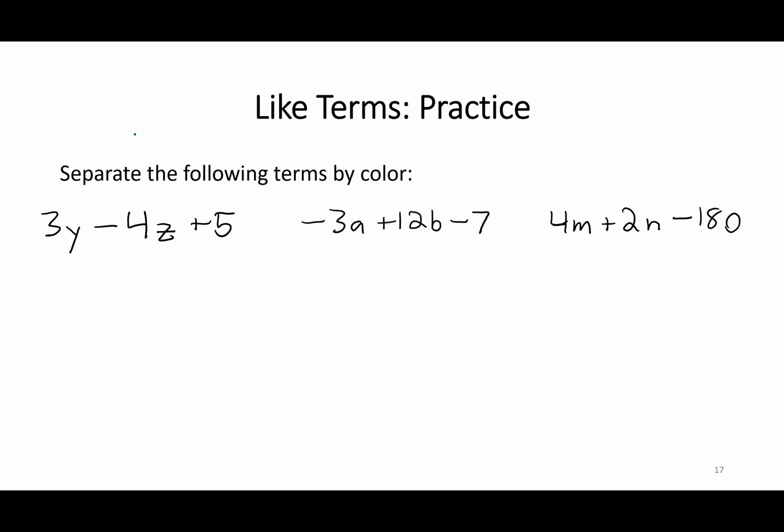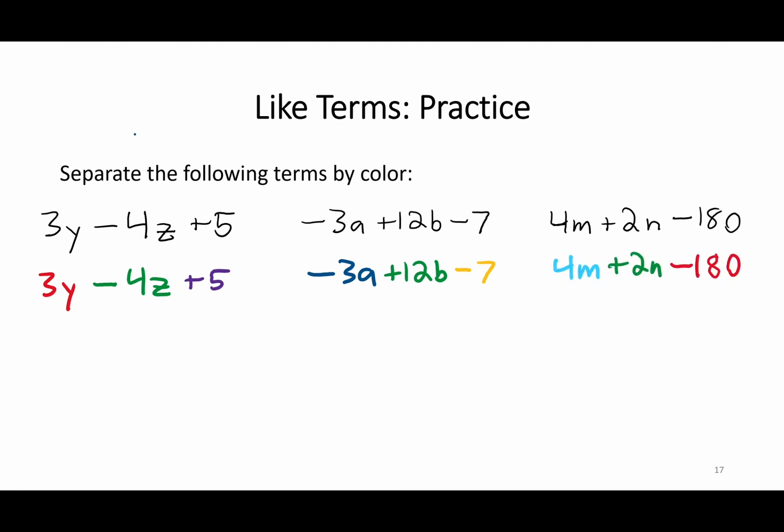Okay, and here are the answers. Remember, if you think I'm going fast, you can pause the video. Okay, but for number 1, the 3y is one color, the minus 4z is another color, and the 5 is another color. For number 2, minus 3a is one color, plus 12b is another color, and minus 7 is another color. All of these are separate types of term. One of these has an a, one of these has a b, one of these has nothing. They're all completely different. And the last one, here, 4m is one color, plus 2n is another color, minus 180 is another color. That's, here, have some last ones to practice with.